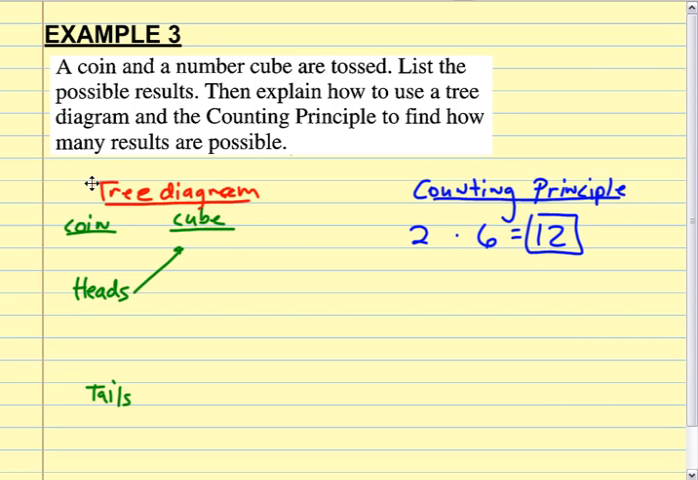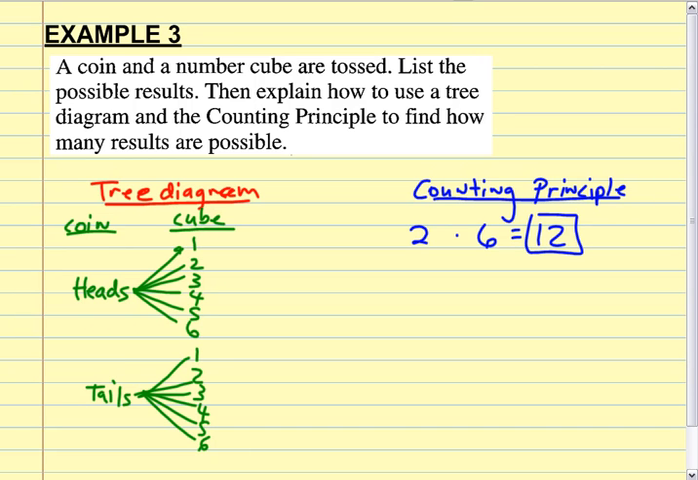You could get a 1. I could get heads 1, 2, 3, 4, 5, and 6. But I need to list it again if I started with tails. So list the numbers 1 through 6. I'm going to draw little arrows like that.